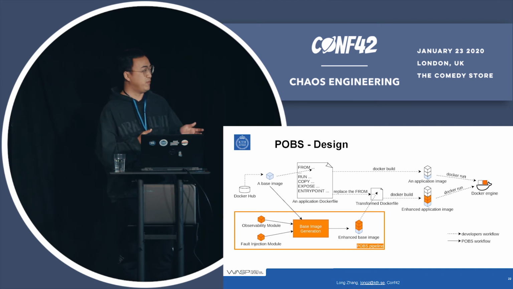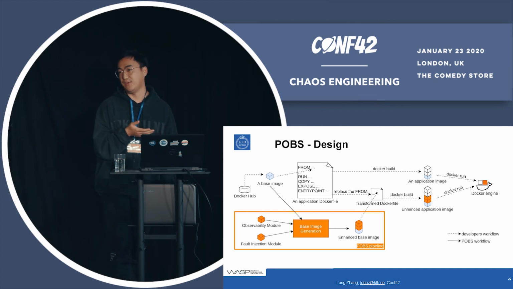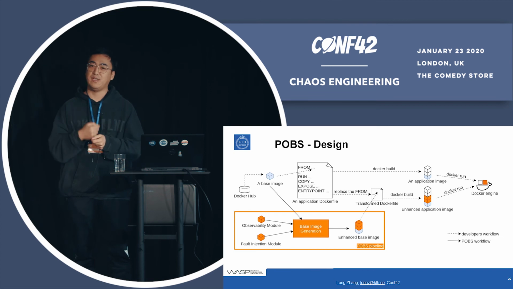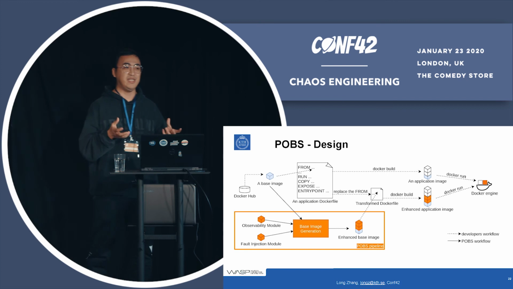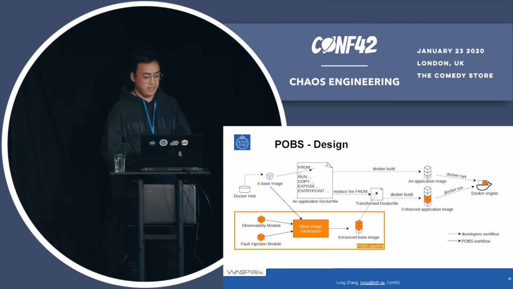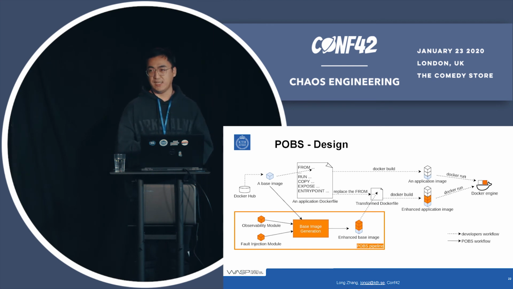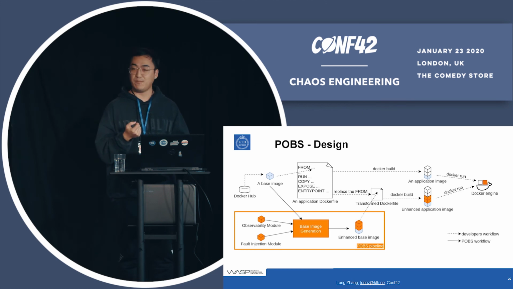But with POBS, we could also integrate some of the features into the base image. Then developers could just replace the FROM line to declare a new base image, which is augmented with these observability and fault injection features. So we integrate TripleAgent and other monitoring tools into the base image, and then we provide this base image for developers. They just replace the FROM line and build a new Docker image for their applications.